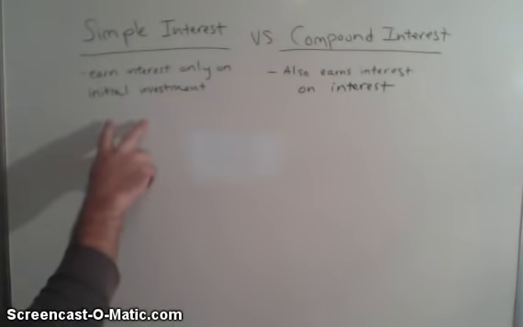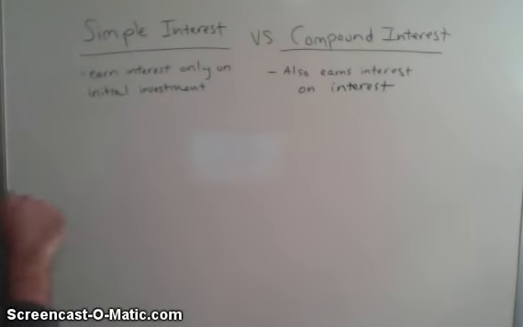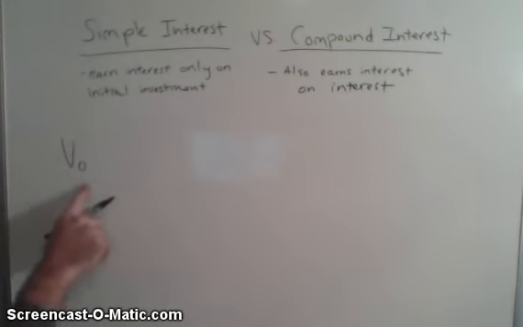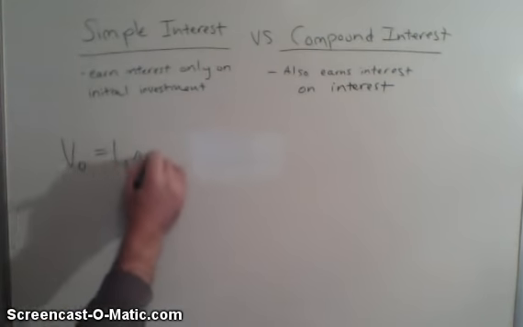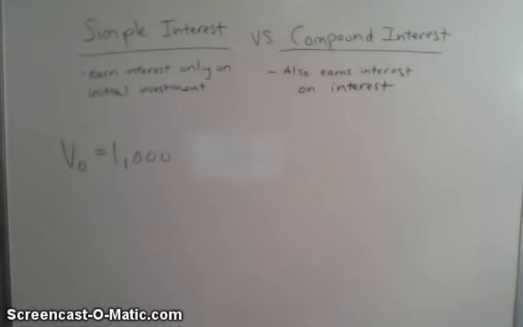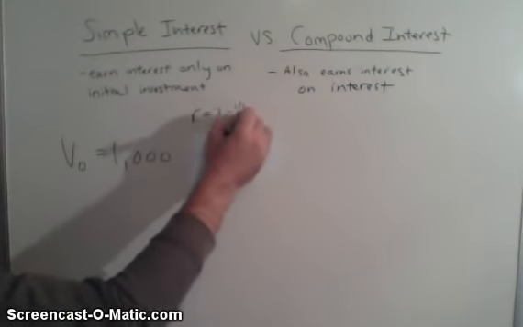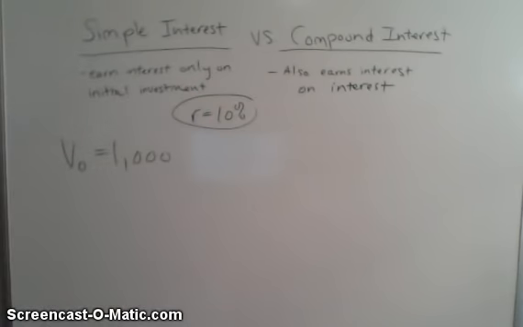Simple interest, you earn interest only on your initial investment. So we'll do a little example here. Let's say we start with value at year 0. V0 means value today. Time 0 is today. Let's say we start with $1,000 or whatever currency you want it to be. You can make it euros or whatever. And let's say the going interest rate on a one-year investment is 10%.